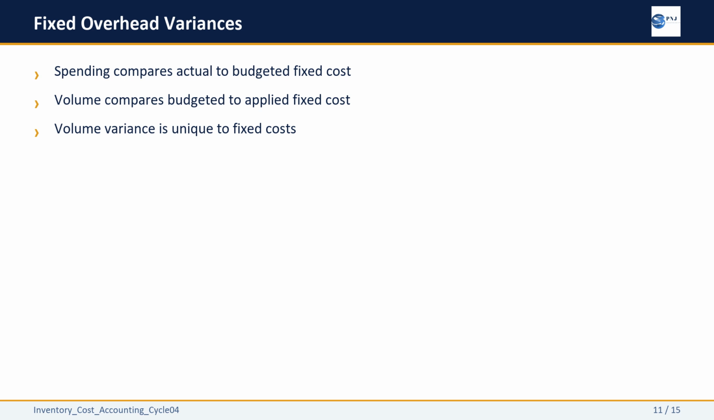It compares budgeted fixed overhead to applied fixed overhead, where applied equals the standard fixed rate times standard hours allowed for actual output. It goes favorable when you produce more units than budgeted, because more units absorb the same fixed cost. This variance exists only for fixed costs, and only because we apply them at a predetermined rate based on budgeted volume. It measures capacity use, not spending discipline.